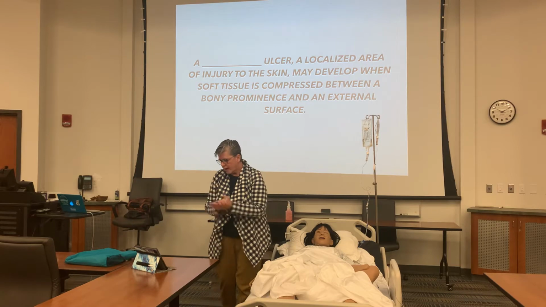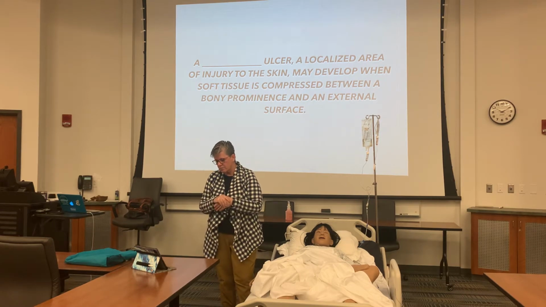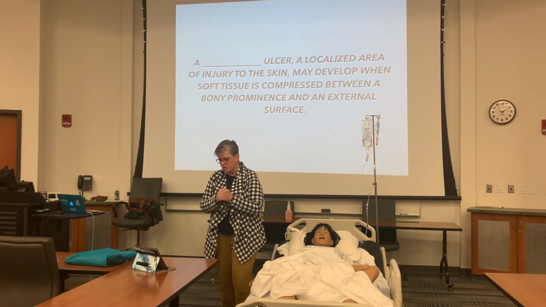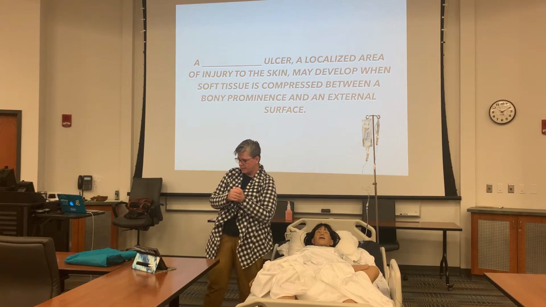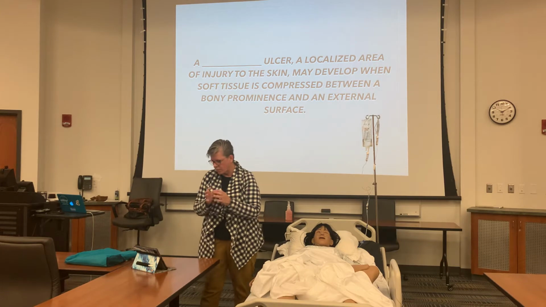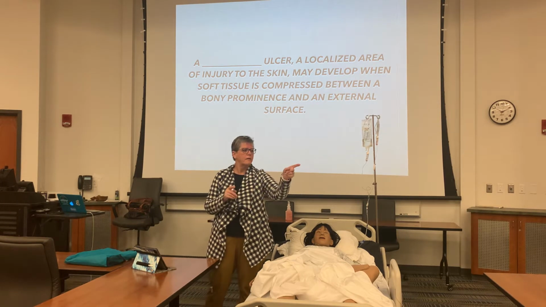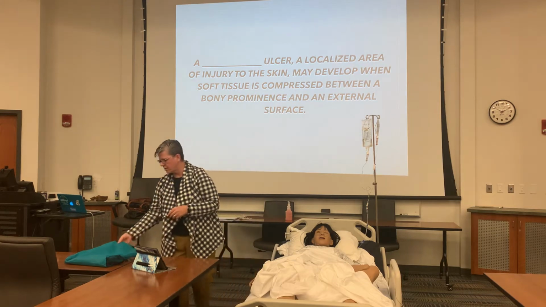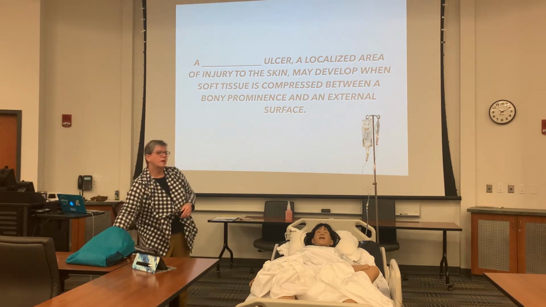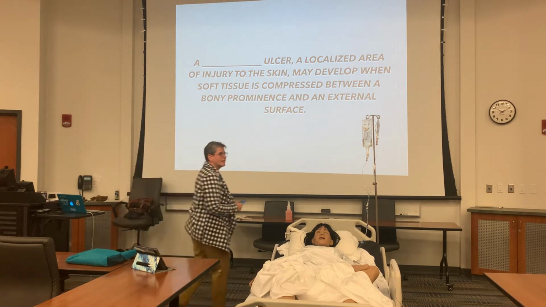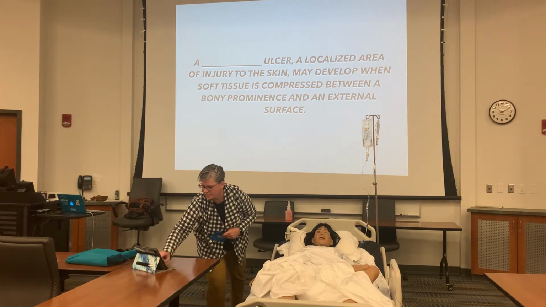So, what kind of ulcer is a localized area of injury to the skin that may develop when soft tissue is compressed between the bony prominence and an external surface? Pressure. A pressure ulcer. Okay. This will tell me if you guys read your stuff too, right? Okay. Let's go to the next one while I get this.